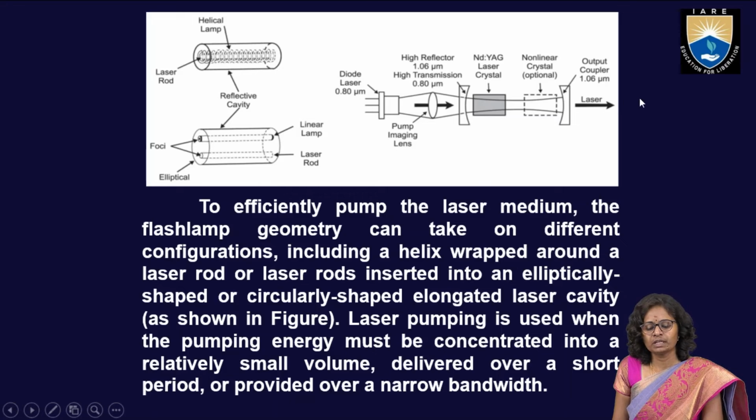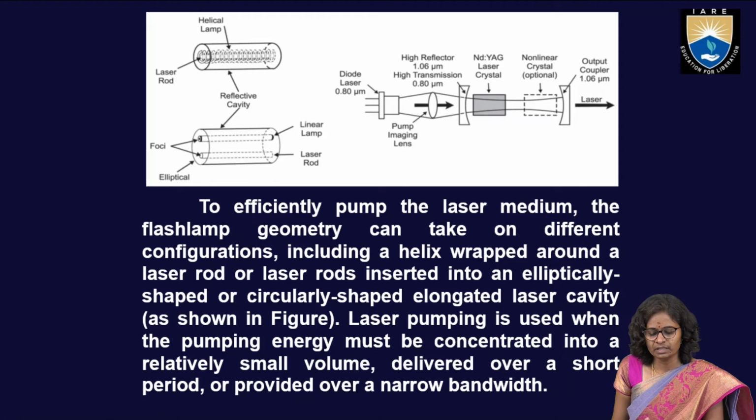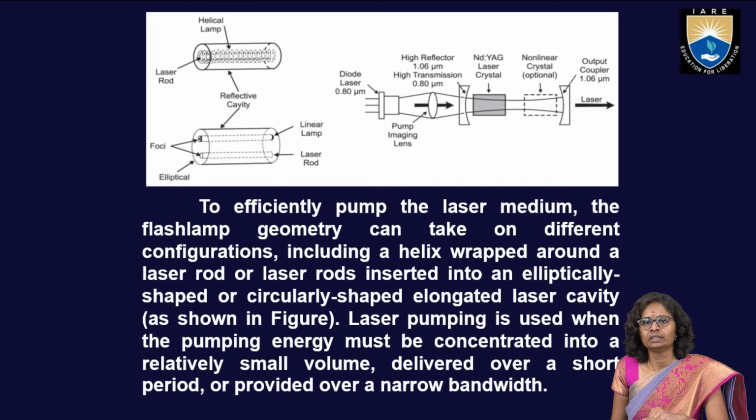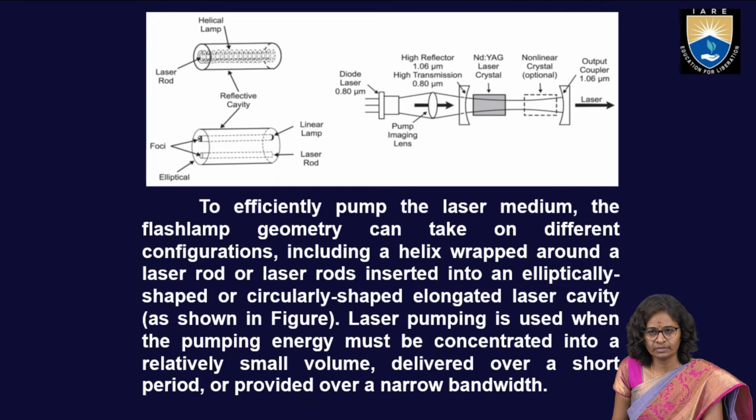To efficiently pump the laser medium, the flash lamp geometry can take on different configurations, including a helix wrapped around a laser rod, or laser rods inserted into an elliptically shaped or circularly shaped elongated laser cavity. Laser pumping is used when the pumping energy must be concentrated into a relatively small volume, delivered over a short period, or provided over a narrow bandwidth that gives the intense beam of radiation.